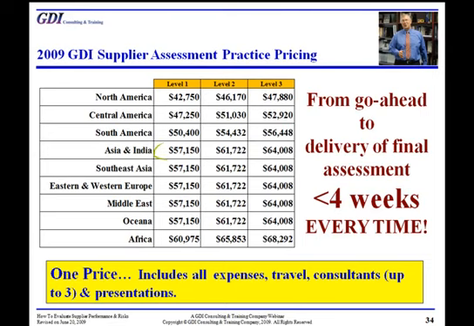Here it is right here. If you want to do a basic assessment, that's what it's going to cost. That includes all expenses, travel, 3 consultants, all presentations, etc. It's a flat fee. So when you call, it's easy. You know what it's going to cost.